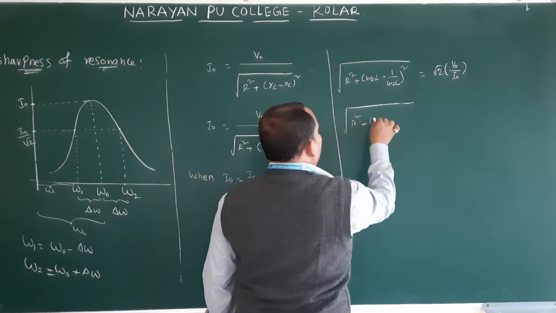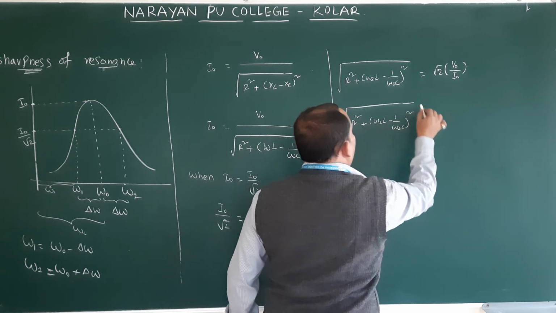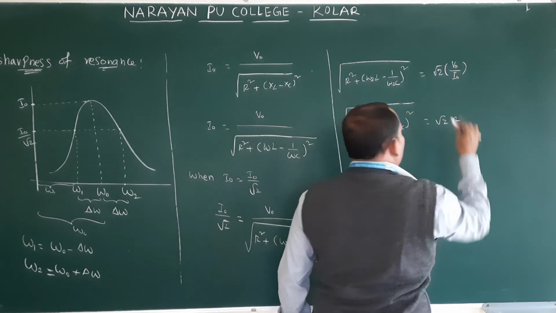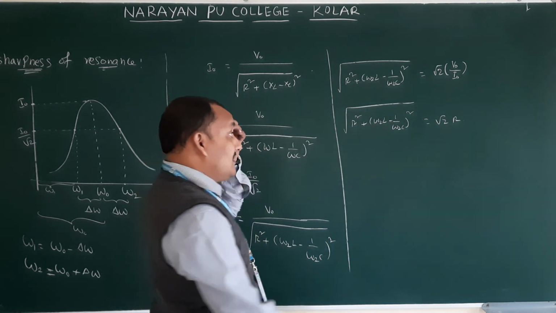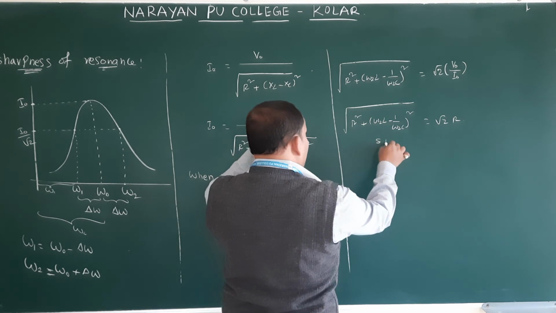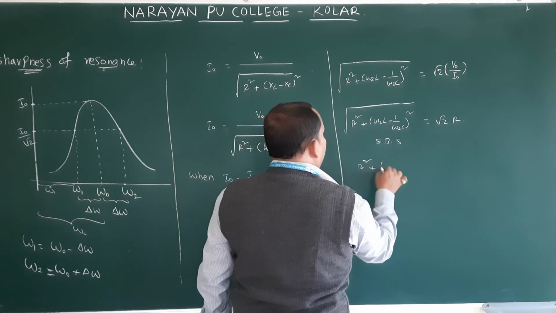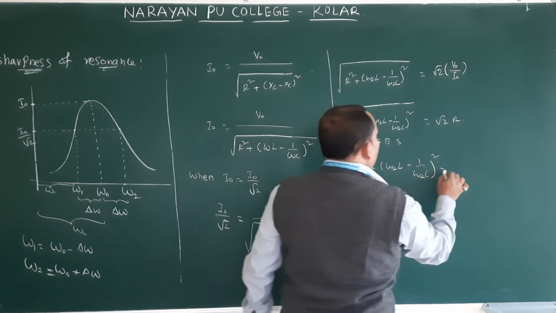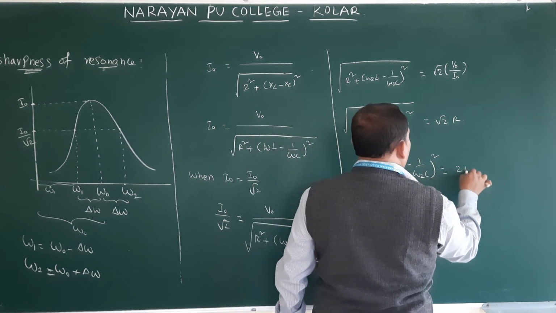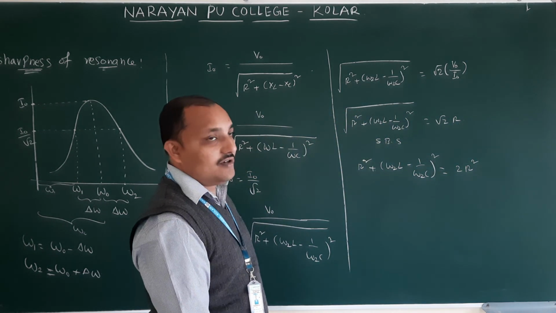Root of R square plus (omega 2 L minus 1 by omega 2 C) whole square is equal to root 2 R. Why? Because R is equal to voltage by current. Squaring on both sides, how will we write? R square plus (omega 2 L minus 1 by omega 2 C) whole square is equal to 2R square. Root 2 will become 2, and R becomes R square.